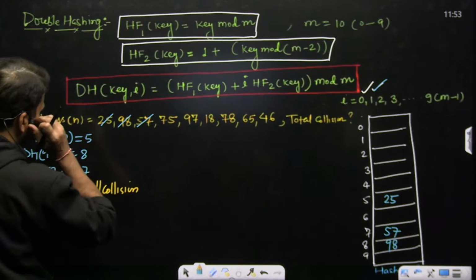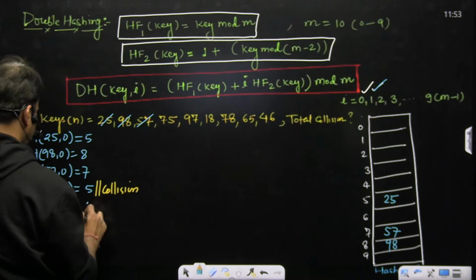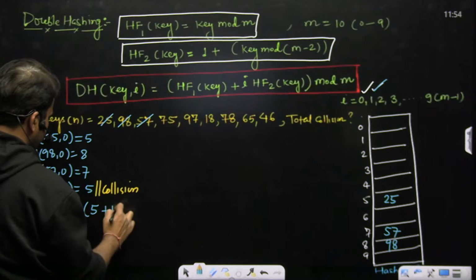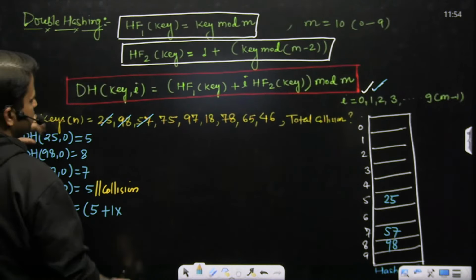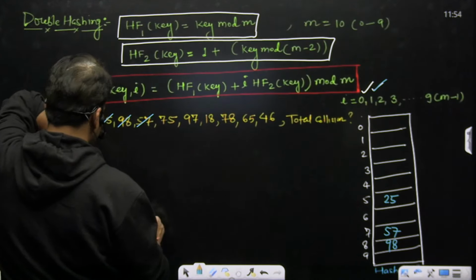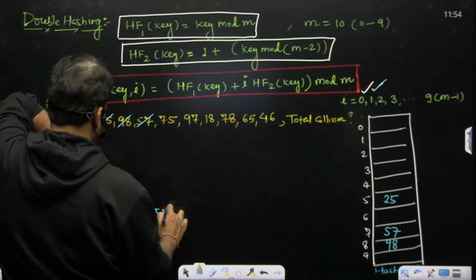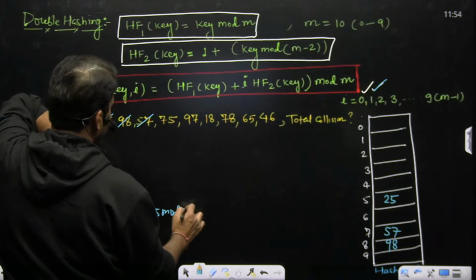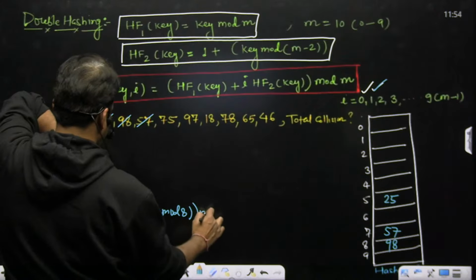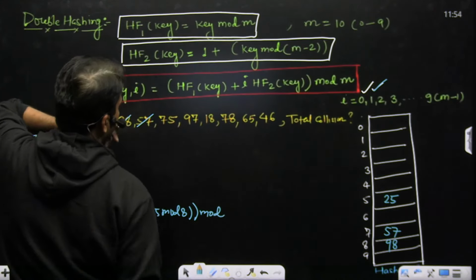If you choose i value 1, then the second hash function is also active. So the first hash function gives 5, plus i is 1, and the second hash function is what, sir? This is the second hash function: 1 plus key mod (m minus 2). Key is 75. Mod of m minus 2 means 8. M is 10, yes, m minus 2 is 8, and mod of 10.